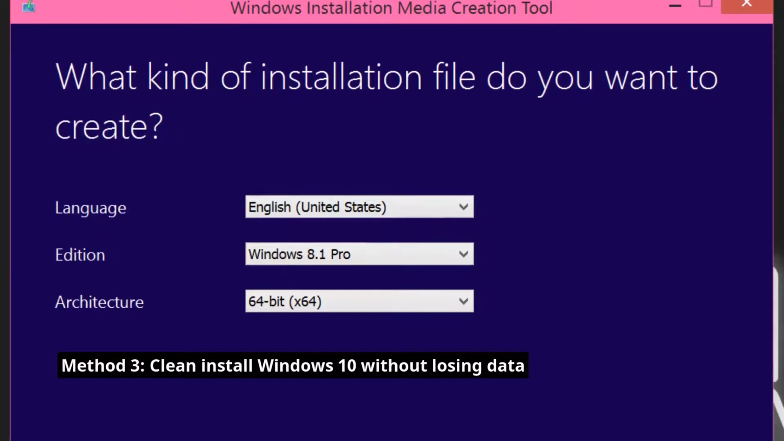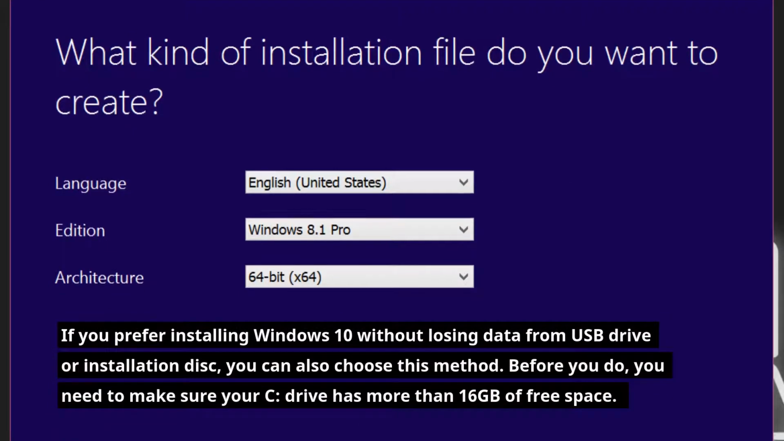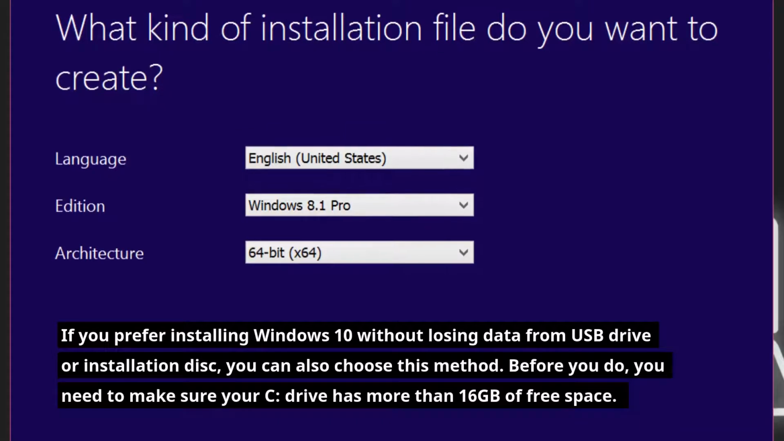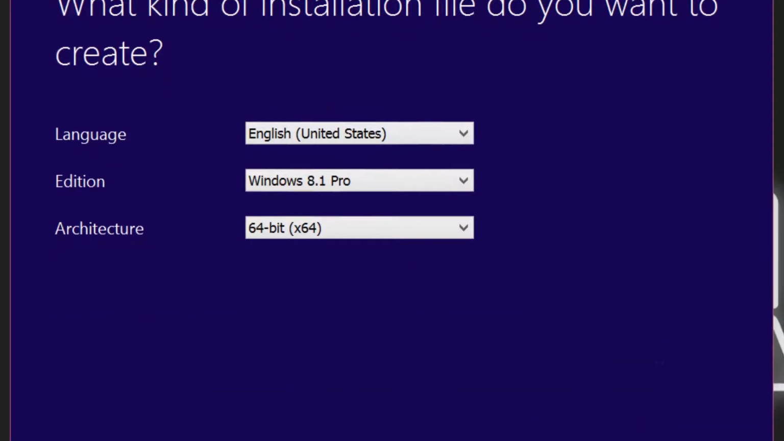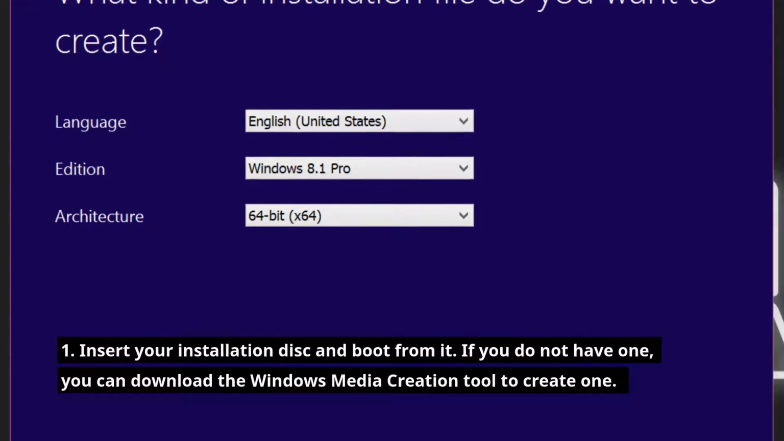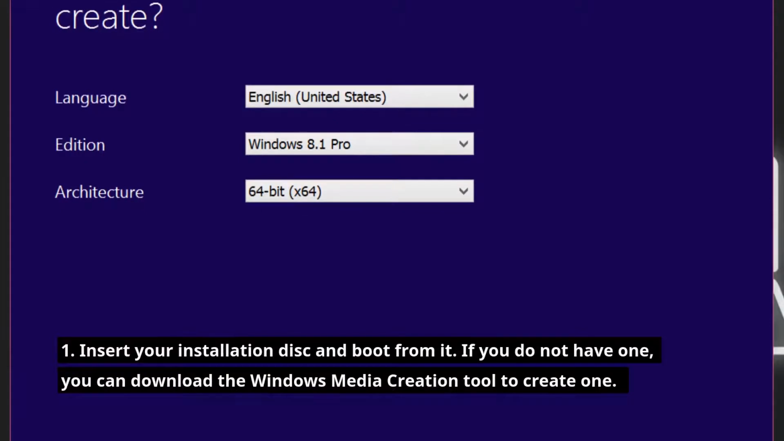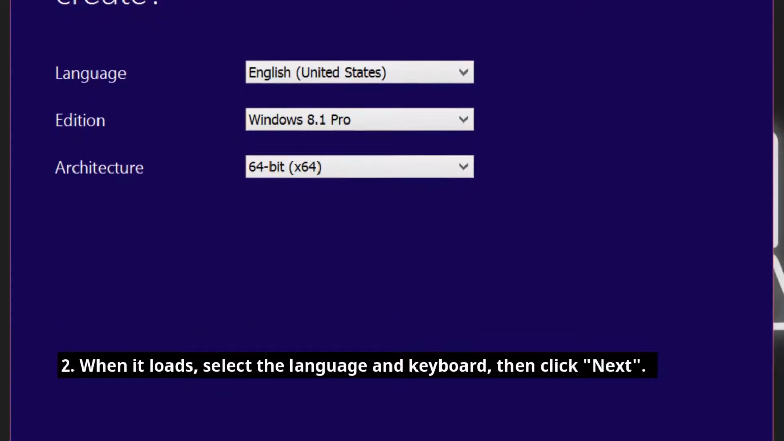Method 3. Clean install Windows 10 without losing data. If you prefer installing Windows 10 without losing data from a USB drive or installation disk, you can also choose this method. Before you do, you need to make sure your C drive has more than 16 GB of free space. 1. Insert your installation disk and boot from it. If you do not have one, you can download the Windows Media Creation Tool to create one.